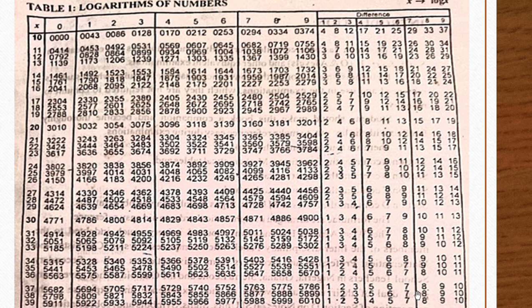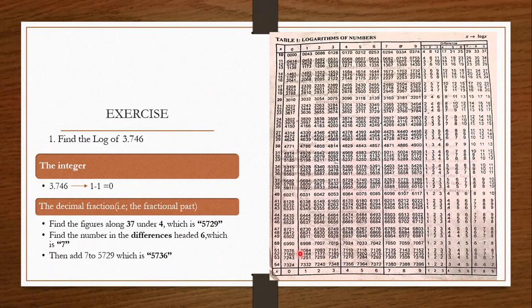Now it said difference 6, so we add the difference to what we got here. That means we're adding 7 to 5729. Remember our 37 under 4. So 5729 plus 7 will give us 5736. To shorten it, we do 37 under 4 add difference 6, and that's 0.5736. Remember this is our integer and this is our decimal fraction, 5736.